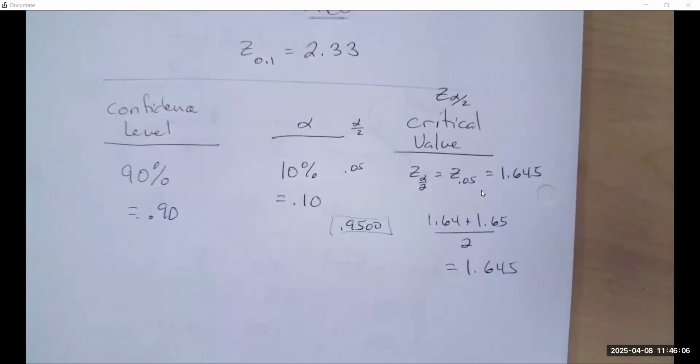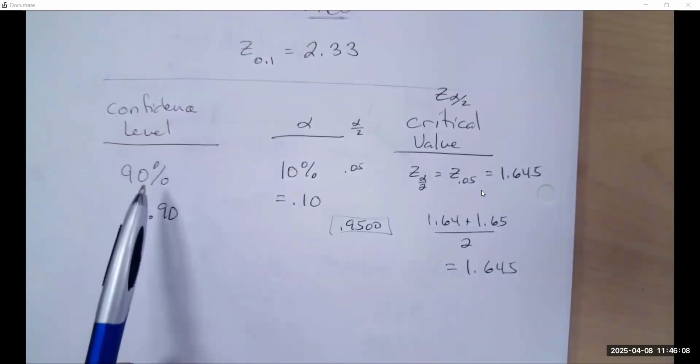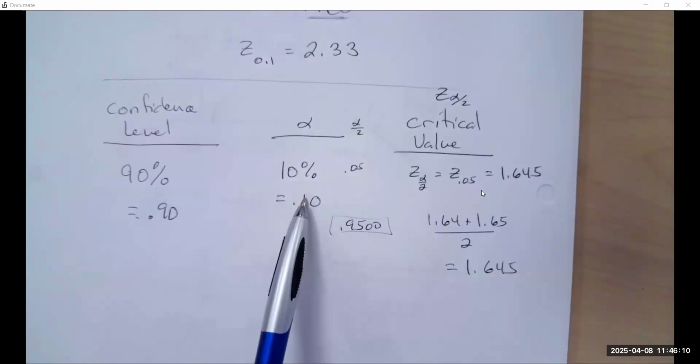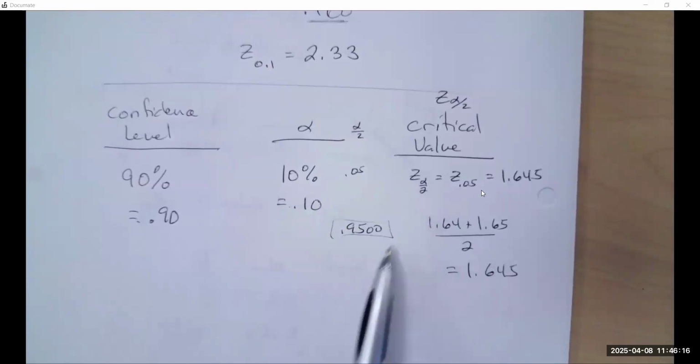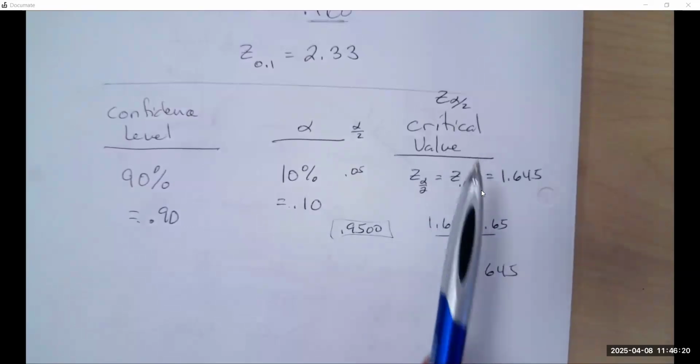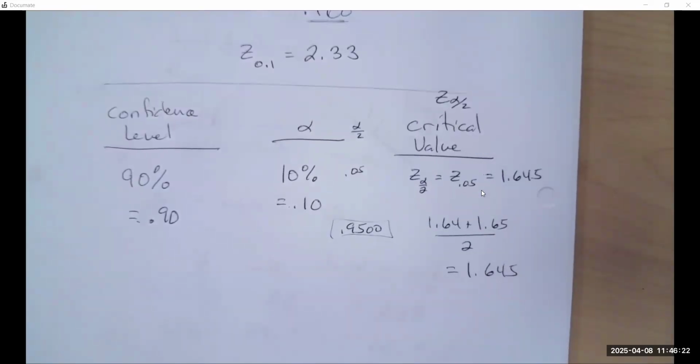Make sense? So whatever your level of confidence is, the difference of whatever's missing from 1.0, that's your alpha. Divided by 2, that's the area you're looking at in your chart. The z value that corresponds to it, that's your critical value. Why do we need to know that? Because we have all these other formulas that deal with the z values.